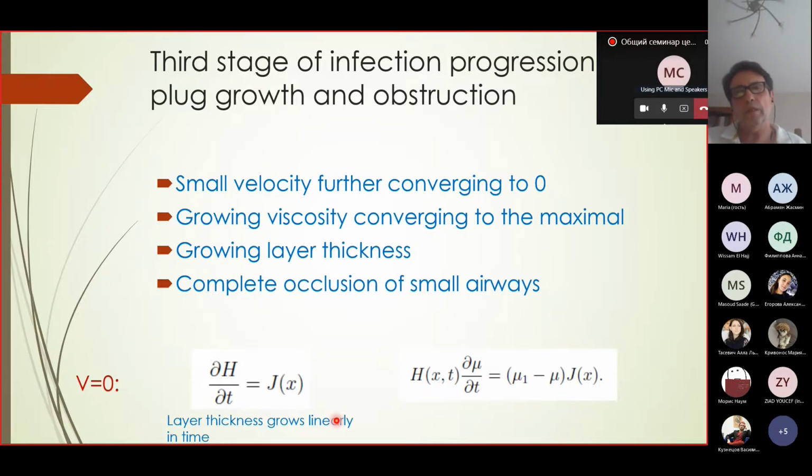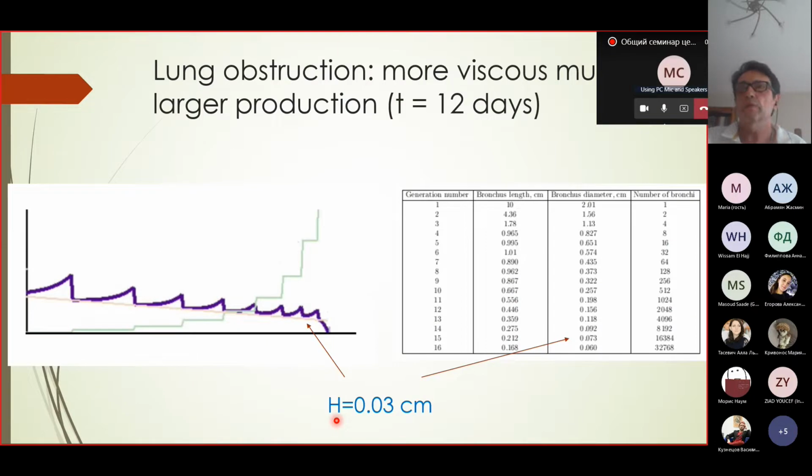h is small. We said that in the previous stage, h is small, but it continues to grow and it grows linearly, and this is important because after several days more in our simulations, before it was 7 days, so 5-6 days more, because of this linear growth, the thickness of the layer grows linearly in time, and it becomes already comparable with the diameter. Here, after 12 days, we take this generation number 14, 15 here.